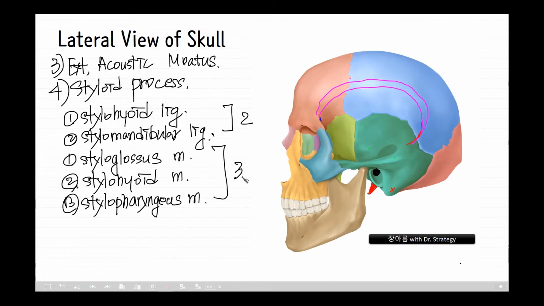Its base is partly incised by tympanic plate. You cannot see in this figure clearly, but usually it is incised like that, which is called vaginal process. In fact, there are many vaginal processes in human skeletons.